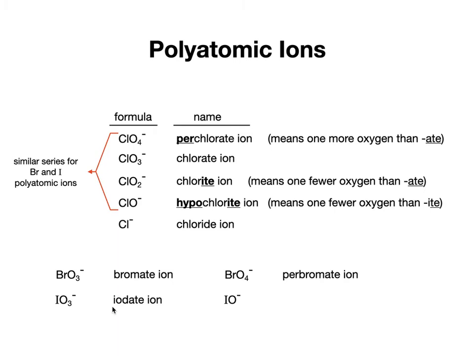Iodite. IO2 minus would be iodite. What would this be then? This would be the hypoiodite ion.